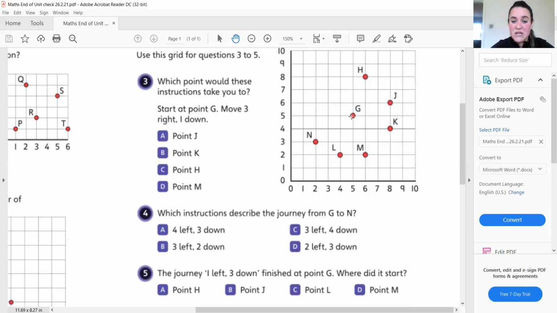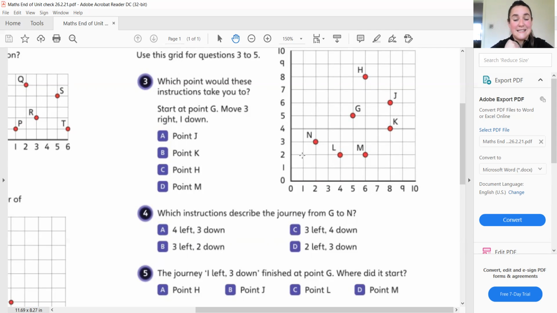Okay, now using the same grid reference, which instructions describe the journey from G to N? So I need to move from G to N. I've got 4 different translations here. I'm going to follow each one and find out which one gets me from G to N. So firstly, I'm going to go 4 left, 3 down. I remember that left is that way. 1, 2, 3, 4 left, 1, 2, 3 down. I've not reached N, so it cannot be A.